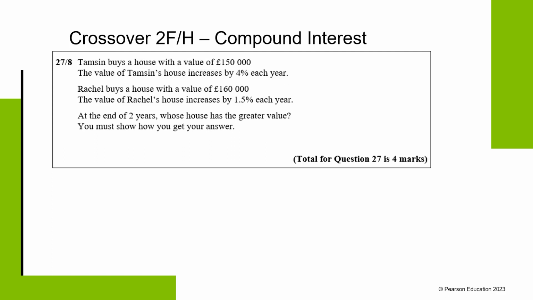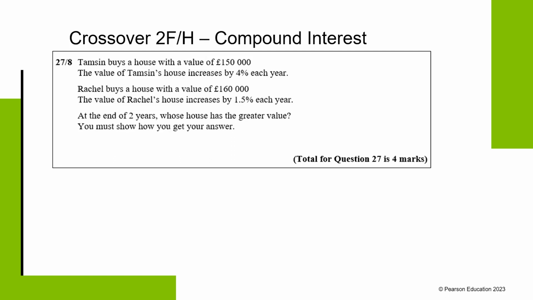Obviously, really successful at the higher tier with those average scores, as I've just mentioned, a 92% success rate. However, that was only 37% success rate on the foundation tier. Most of those foundation tier students scored at least 1 mark for getting that 4% of the 150,000, or the 1.5% of the 160,000. But there were a lot of common errors using simple interest.